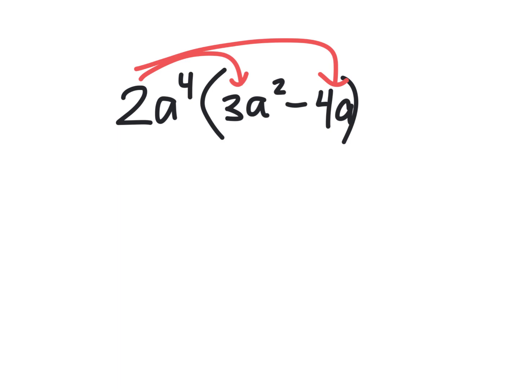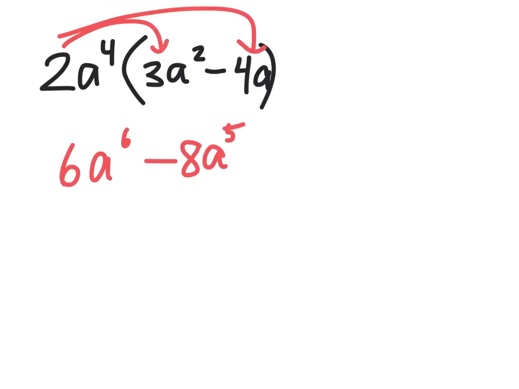6a6. Okay, Riker, what'd you get? 6a to the 6th minus 8a to the 5th. Minus 4 times 2 is 8. So it looks like you think you add those exponents. Raise your hand if you had that same thing. You are correct. Good.